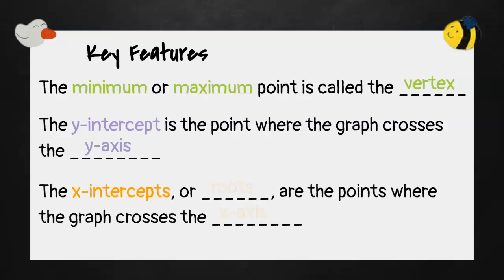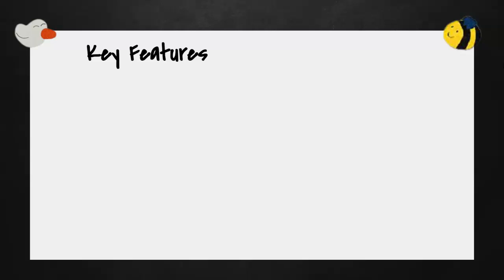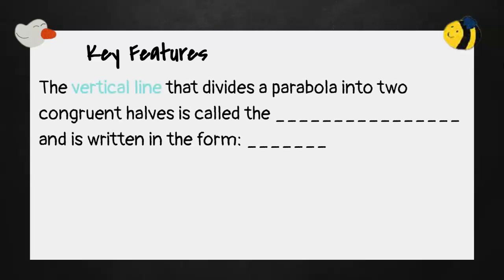The x-intercepts, or roots, are points where the graph crosses the x-axis. Now, keep in mind that x-intercepts, or roots, are also known as zeros or solutions. The vertical line that divides a parabola into two congruent halves is called the axis of symmetry and is written in the form of x is equal to a. Now, a is that number.